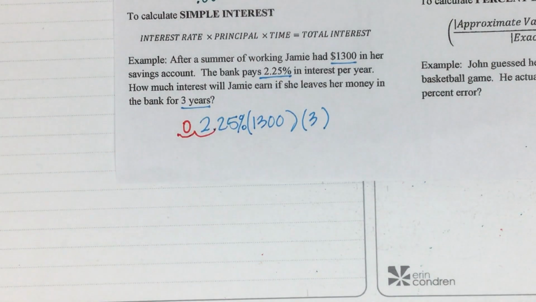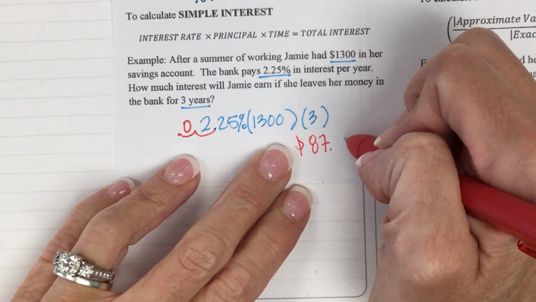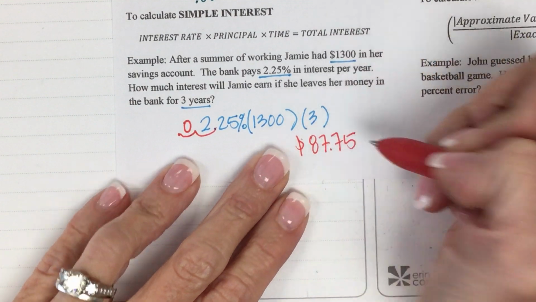Okay. So you got a calculator, figure it out. So you have 0.0225 times 1,300 times 3. Raise your hand when you get it. Timothy, what'd you get? Good. $87.75.